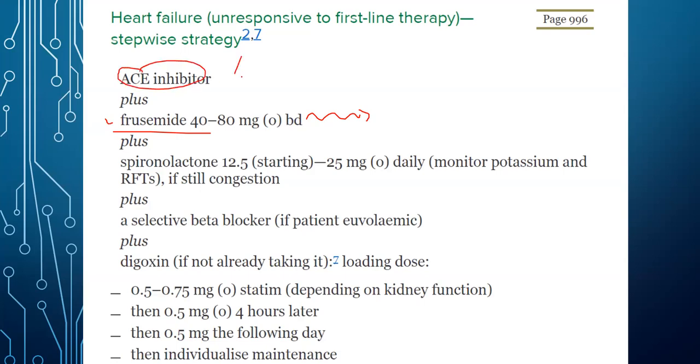So the first line medication is ACE inhibitor or ARB, plus furosemide if congestion. With ACE inhibitor, a good addition is spironolactone. Now let's say the patient is still having congestion, even after using all three, you can add a selective beta blocker. And the last option is digoxin. We don't use digoxin any longer because digoxin has a lot of side effects. So we put the digoxin as our last resort. Okay, so we have got ACE inhibitor plus furosemide plus spironolactone plus a selective beta blocker.